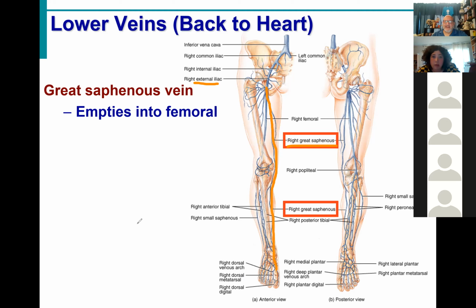It's the express lane, basically from the bottom of the foot all the way up to the upper leg. It is the longest vein in the body.